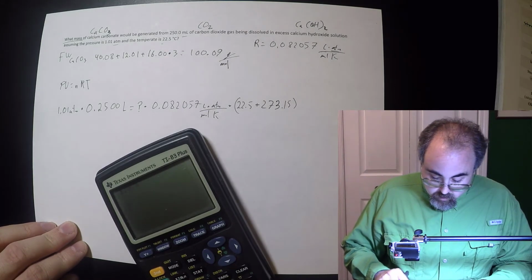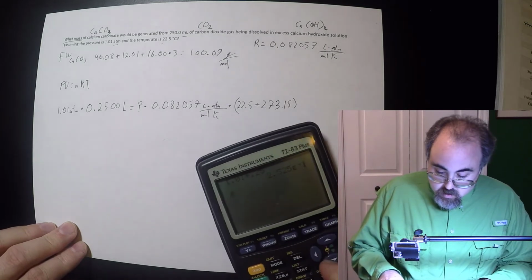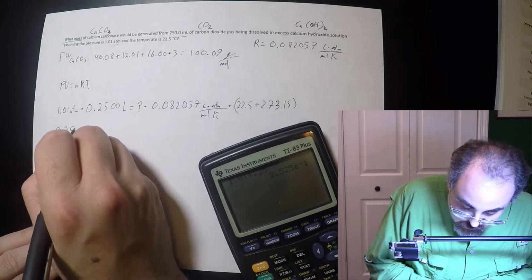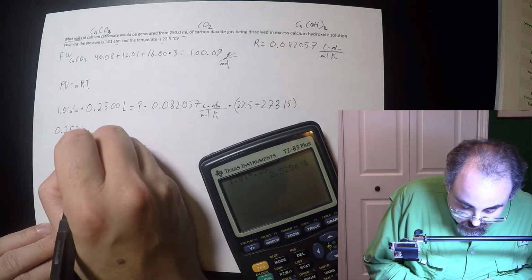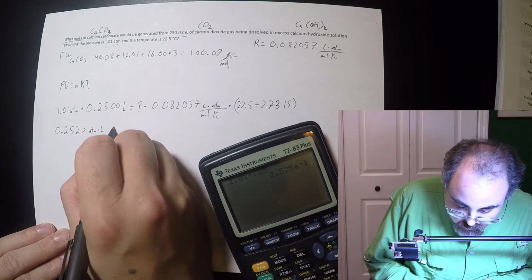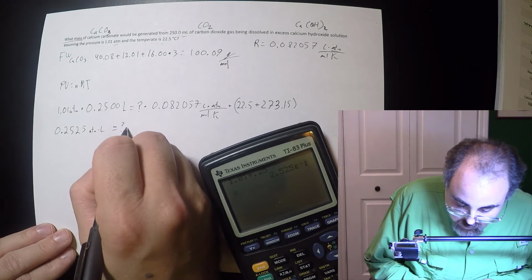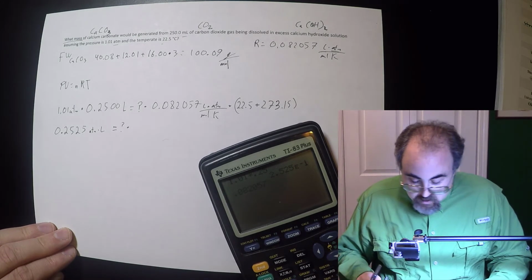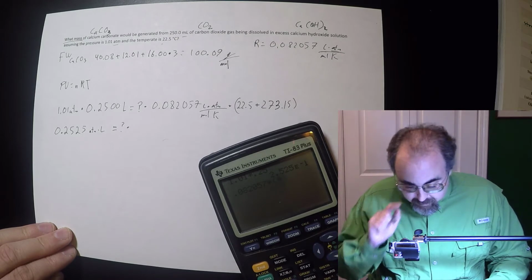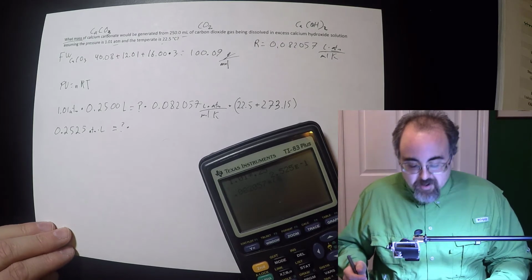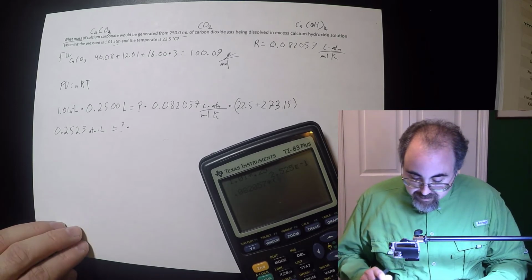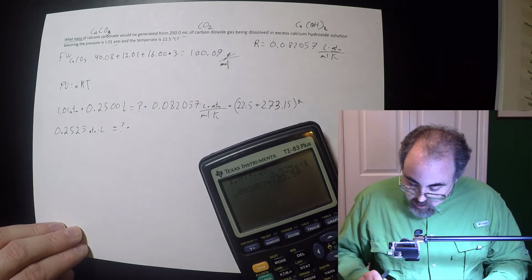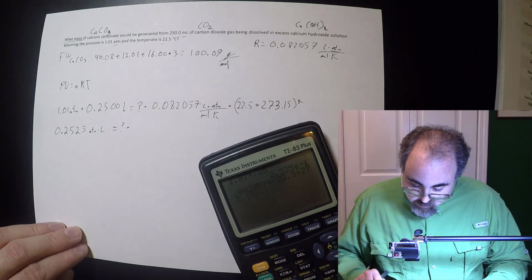So 1.01 times 0.25 gives me 0.2525, and this is going to be atm liters, equals question mark times 0.082057 times parentheses, because I have to do not what the normal order of operation would be. So I have to bring in the parentheses to force the order of operations to be slightly different. To 2.5, and of course that's going to be in Kelvin, plus 273.15, close the parentheses.